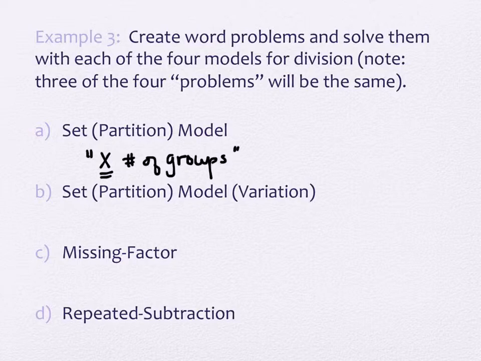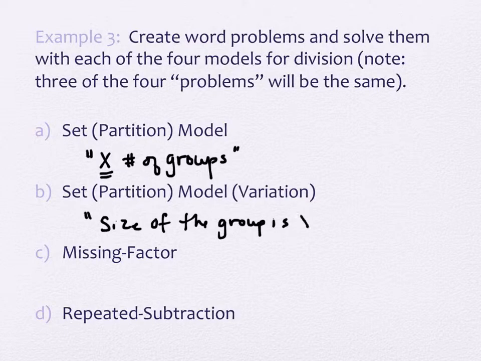So the variation of the set partition model is exactly the opposite approach. Instead of knowing the number of groups you have, you know the amount that are in each group. So we have the size of the group is X. We'll use our same model that we had before, but instead we have 15 cookies, and for whatever reason we want to create bags of cookies where we have 5 in each bag, or 3 in each bag, or whatever number we pick.